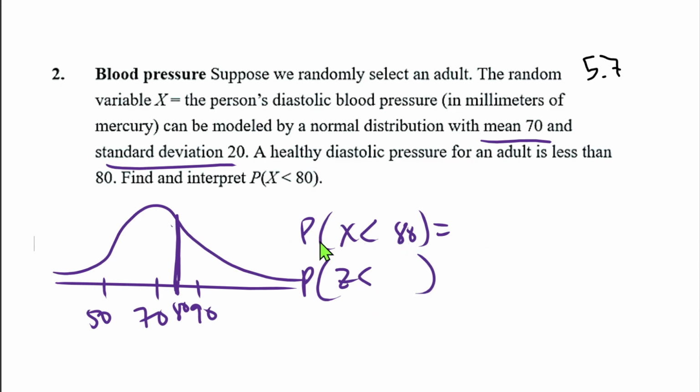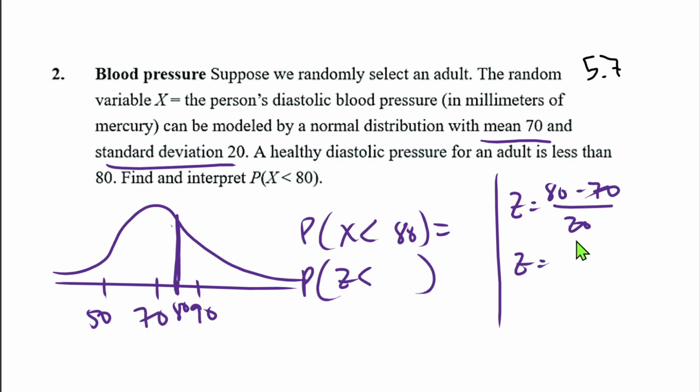We'll stay consistent with the problem. So the probability of x being less than 80, we just got to find a z-score. The z-score is x minus the mean. So the x value is 80, minus the mean is 70, divided by the standard deviation is 20. So the z-score is 10 over 20, which is 0.5. So this 80 value right here has a z of 0.5.